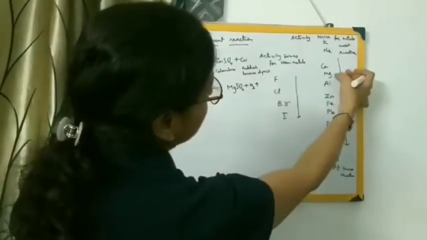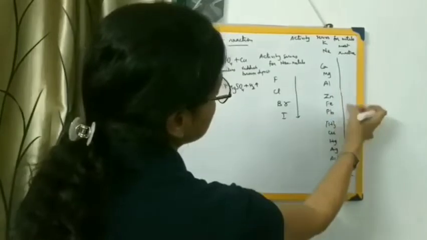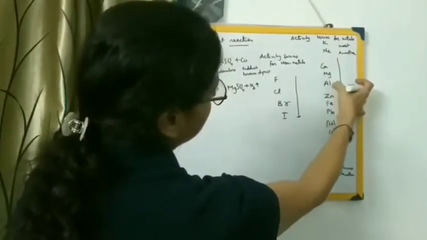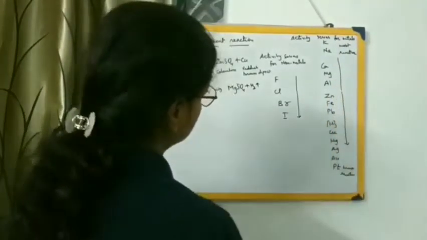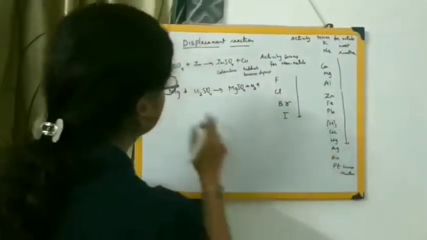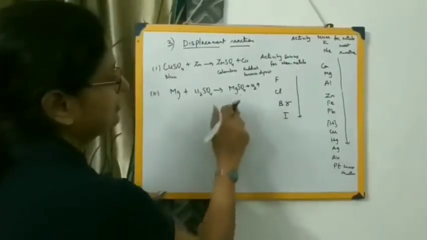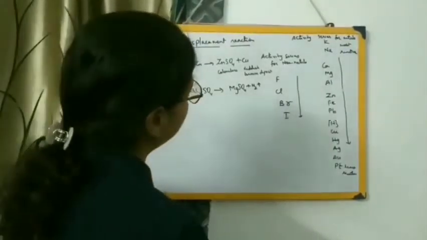So Mg is at this position, that is the 4th position, and hydrogen is at the 9th position over here in the activity series. So there is too much of a gap, and very easily this magnesium is going to displace hydrogen from this sulfuric acid, leading to the formation of magnesium sulfate and hydrogen.